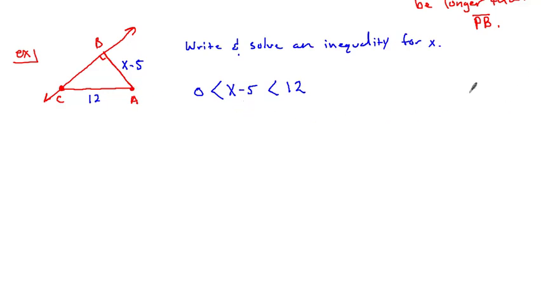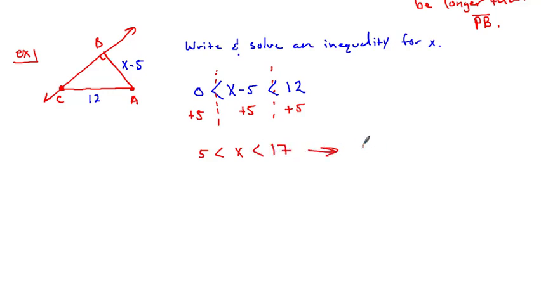So the way we'll figure this out is we're going to solve these two inequalities at one time. We're going to look at this like it's two equations, two inequalities, but we're going to do it all at once. So we're going to add 5 to this side and add 5 to this side. And so we're going to get that 5 is less than x, which is less than 17.